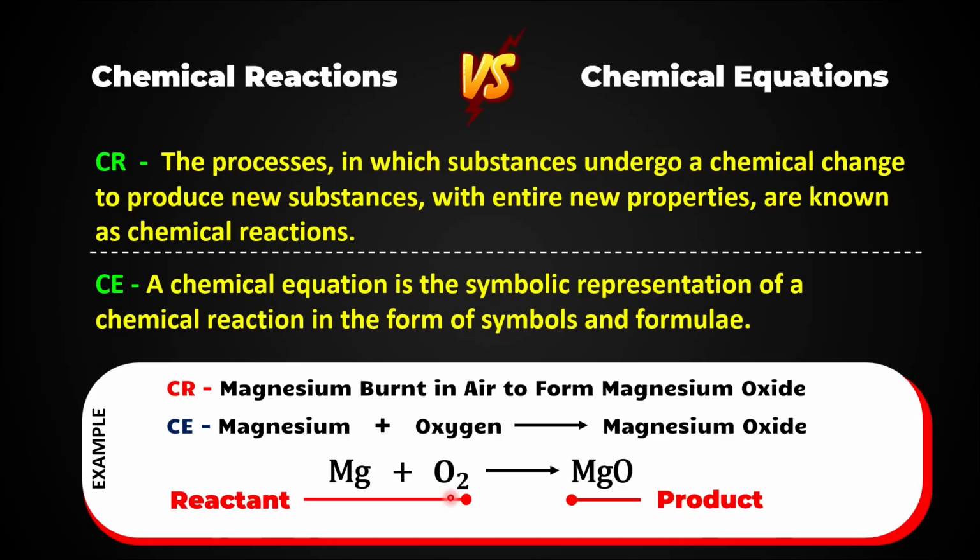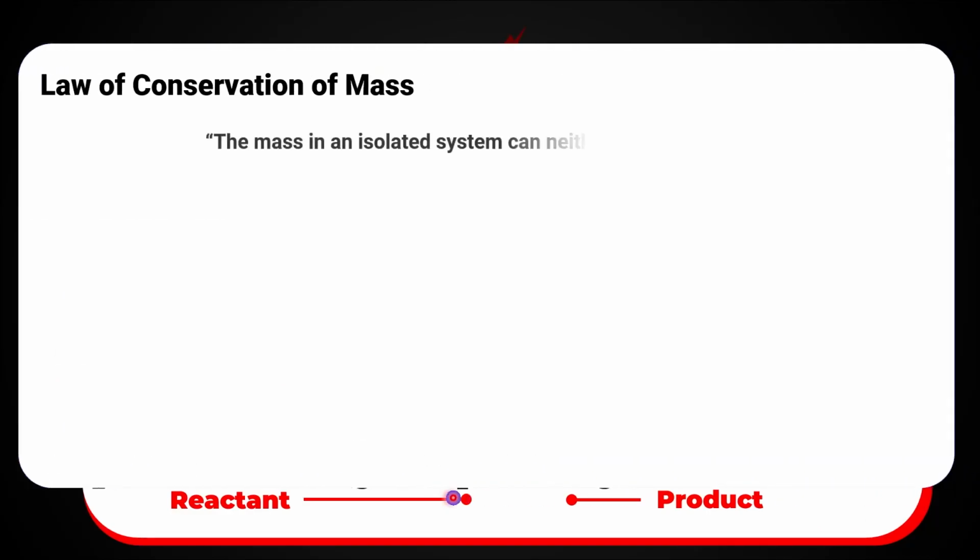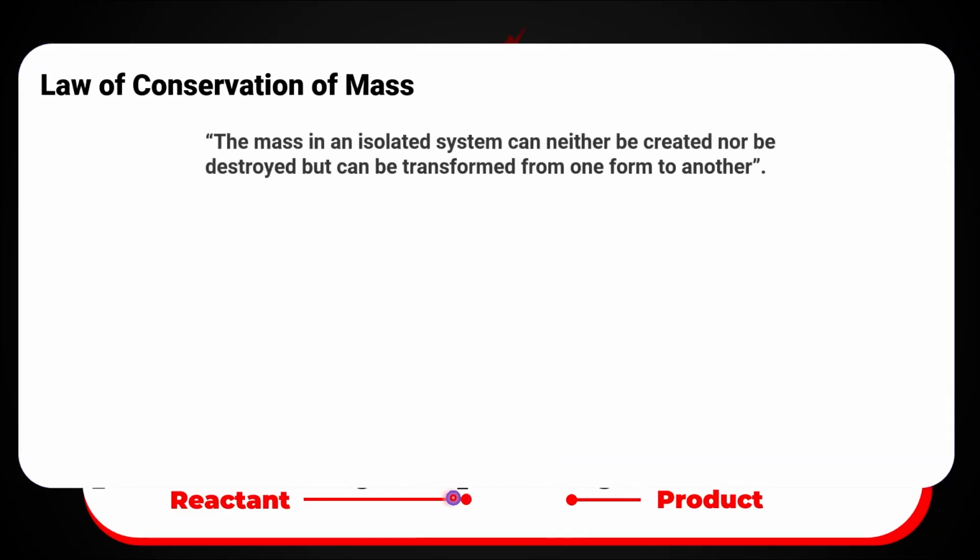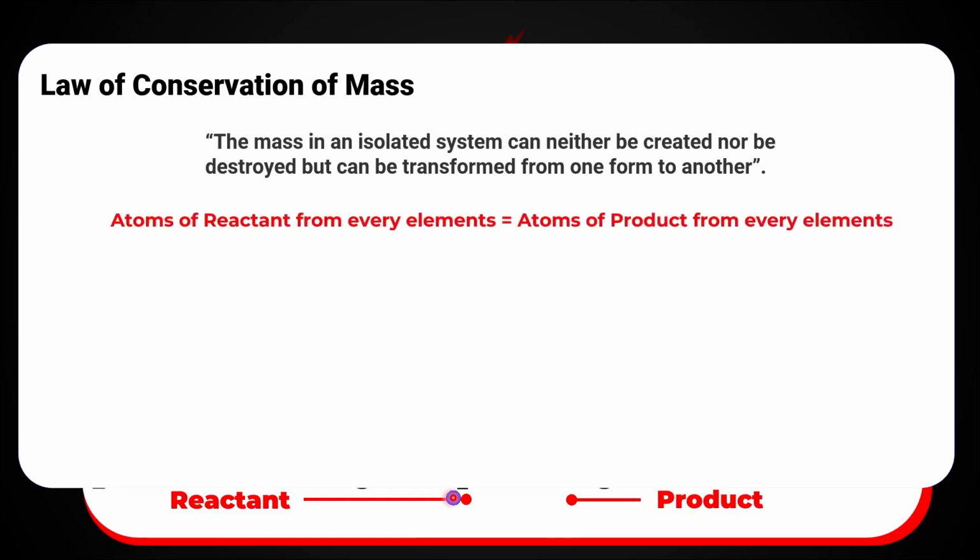In order to balance this equation, we need to follow the law of conservation of mass. The law of conservation of mass states that the mass in an isolated system can neither be created nor destroyed, but can be transformed from one form to another. It means that in a chemical reaction, the mass of the reactants must be equal to the mass of the products. Therefore, in order to balance a chemical equation, we need to ensure that the number of atoms of each element on both the reactant and the product side are the same.